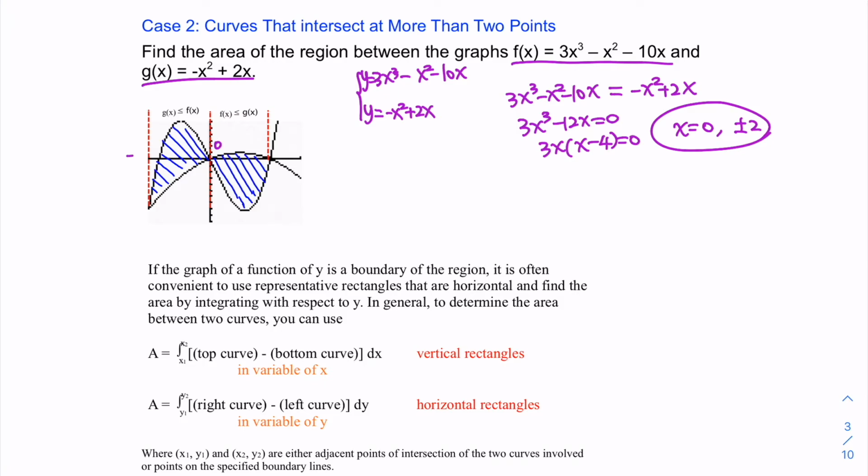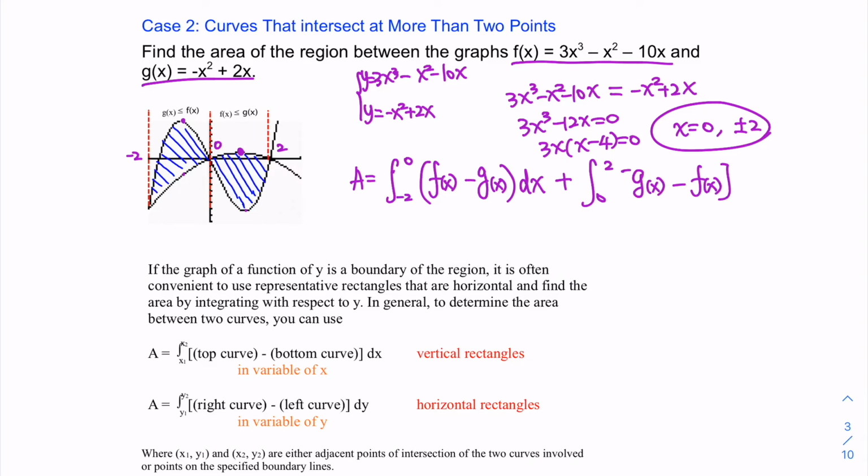0 and -2, +2. Because the top and bottom functions switch between different intervals, we have to integrate separately. So from -2 to 0, top function, which is f of x, minus bottom g of x. And from 0 to 2, the top function will be g of x, and the bottom function f of x.